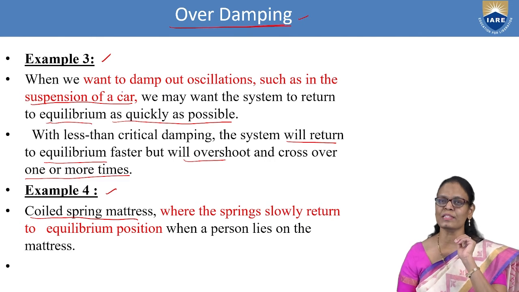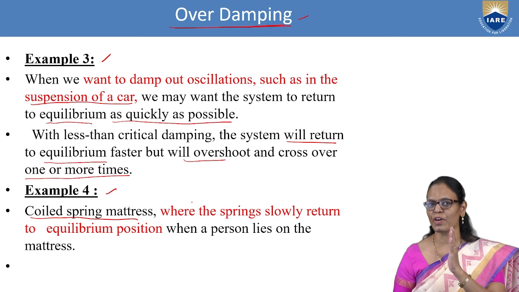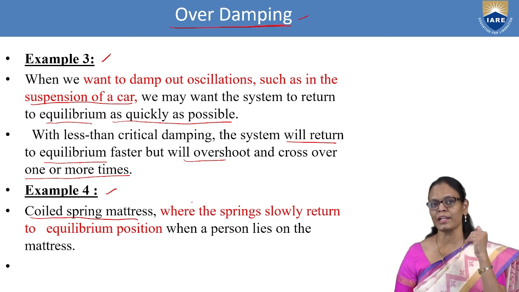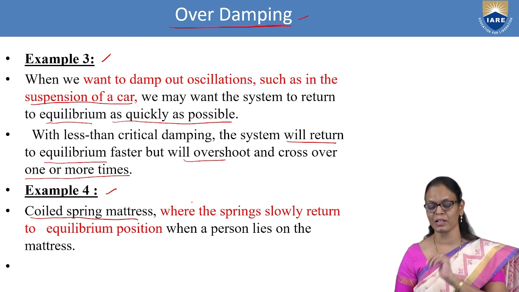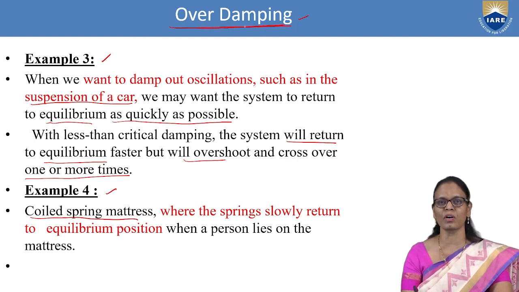So what we see here is, wherever humans are involved, we are trying to see that there is no critical damping. It cannot come back to its equilibrium position very fast. It has to come gradually without oscillating. So what we go for is overdamping. We go for the condition of overdamping.